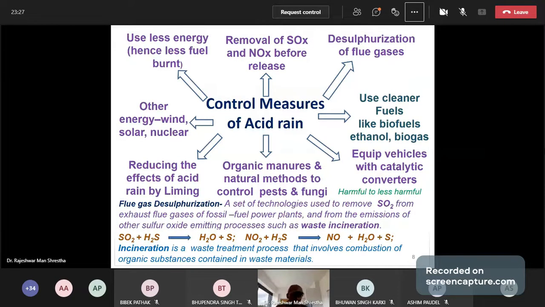Acid rain can be minimized by treating it with lime. Lime means calcium oxide. Calcium oxide is a base that reacts with acid and forms salt and water. In this way, the effect of acid rain can be reduced by treating it with lime, that is called liming.